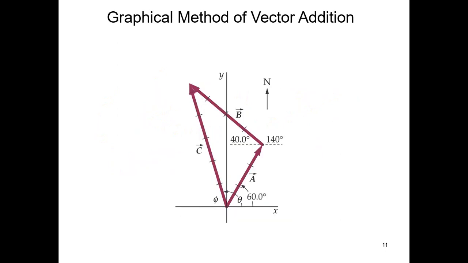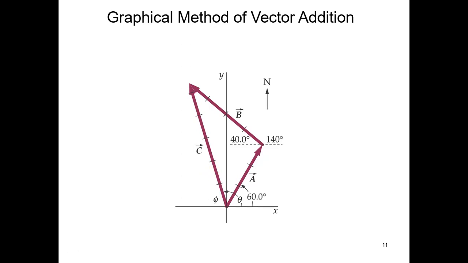Now, the graphical method of vector addition. This is our vector b, and this is our vector a. These are our graphical notations, and with this graphical notation we draw the values during the construction and get the graphical result.